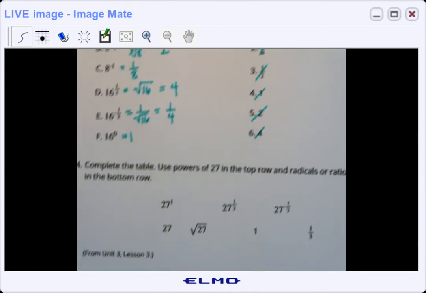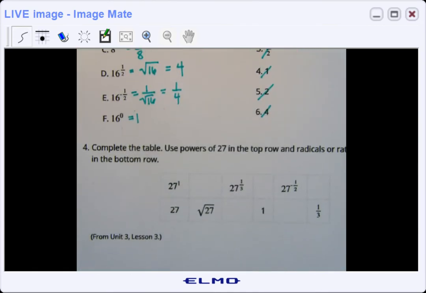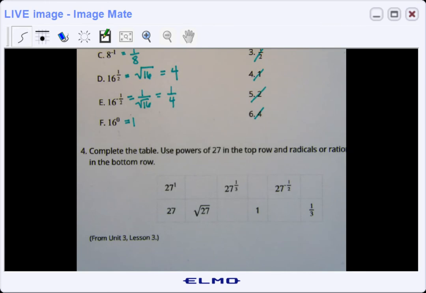All right, that was number 3. Number 4, we have a little table. We're using powers of 27 in the top row and radicals or rational numbers in the bottom row. So our bottom row answers are either going to be radicals like that or rational numbers. Whole numbers and fractions are both rational numbers.